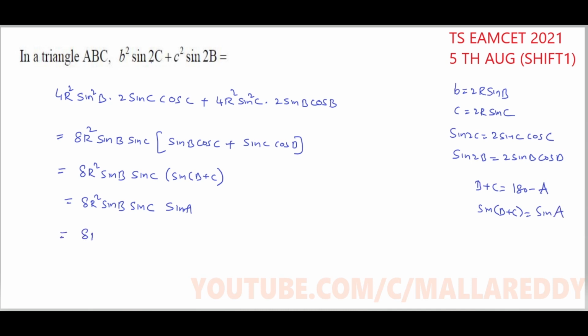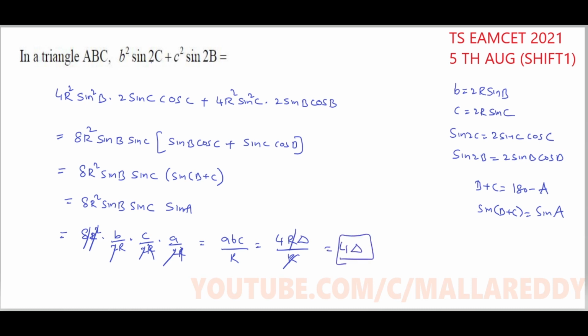So 8R square into sin B, this is b by 2R from sine rule, sin C, c by 2R, and sin A, a by 2R. Here R into R square cancelled, 2 into 2 into 2, 8 cancelled. That is equal to abc by capital R. We know that abc value is 4R delta. By capital R, capital R cancelled. That is equal to 4 delta. This is the required answer.